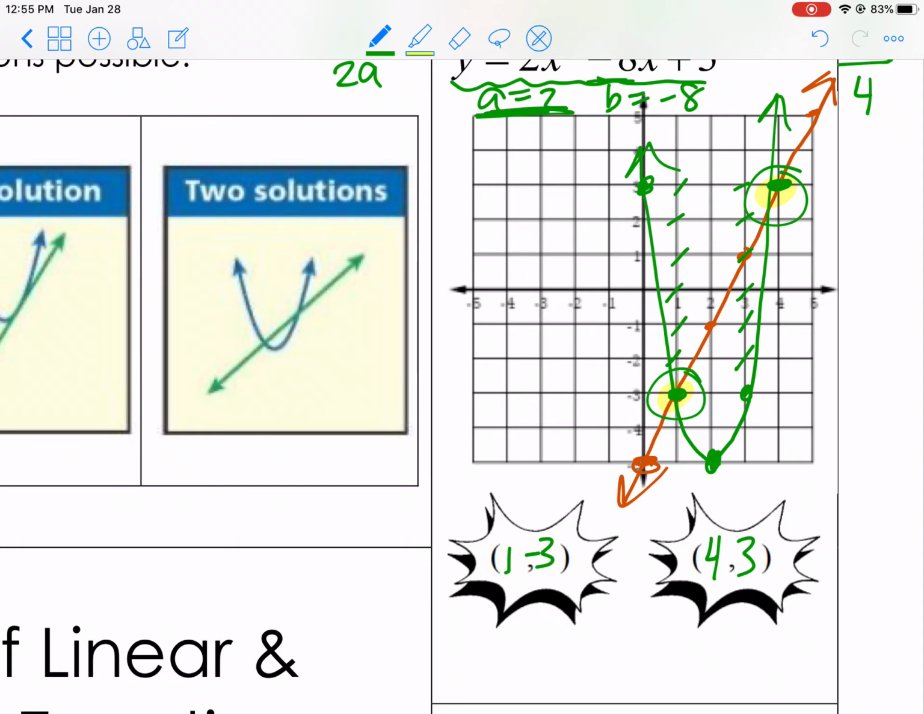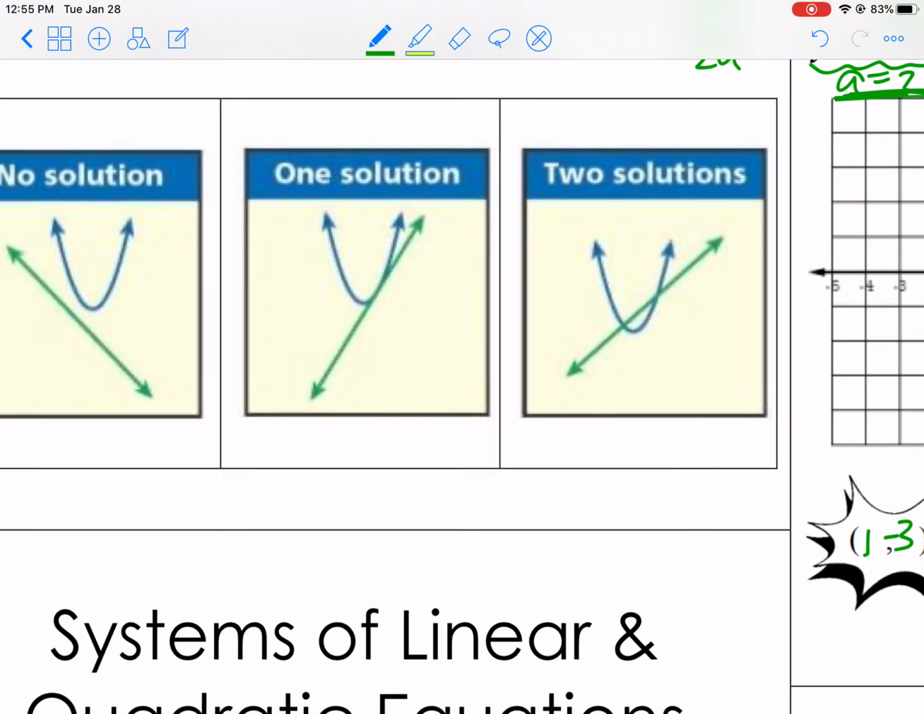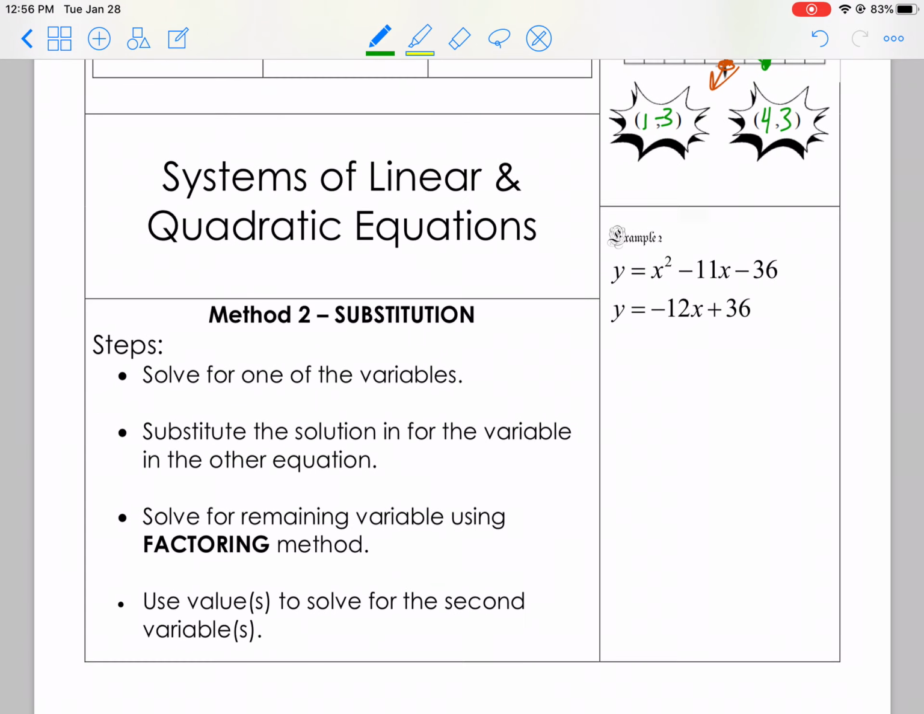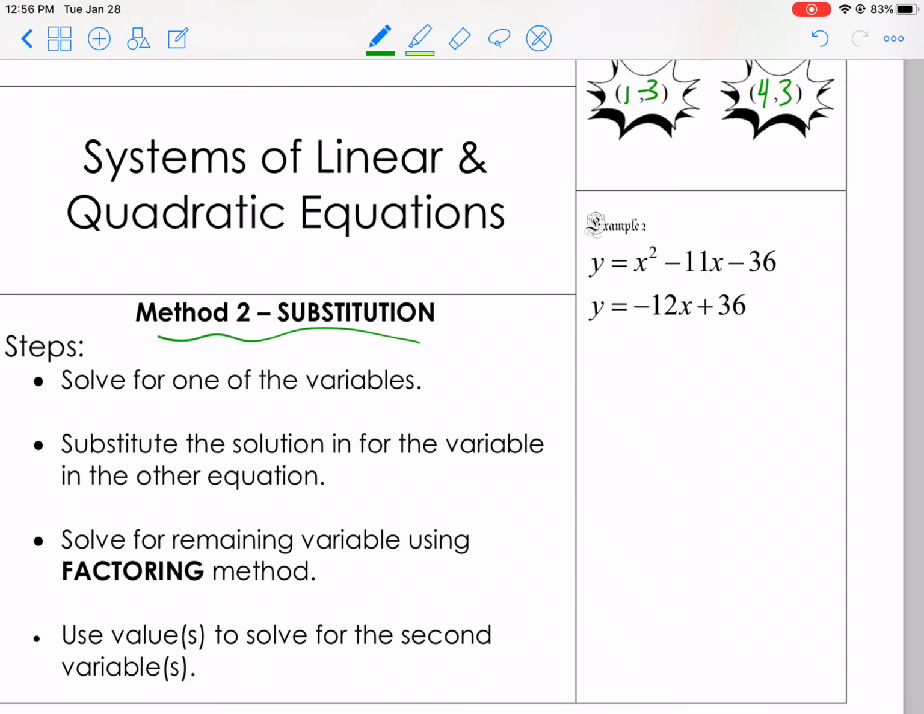Okay, so you'll have some graphing equations, and they could have no solution, one solution, or two solutions, like the one we just did. All right, we also are going to solve algebraically. So substitution is going to be our go-to method for this. And we're just going to work through the example and find all the things that we need.